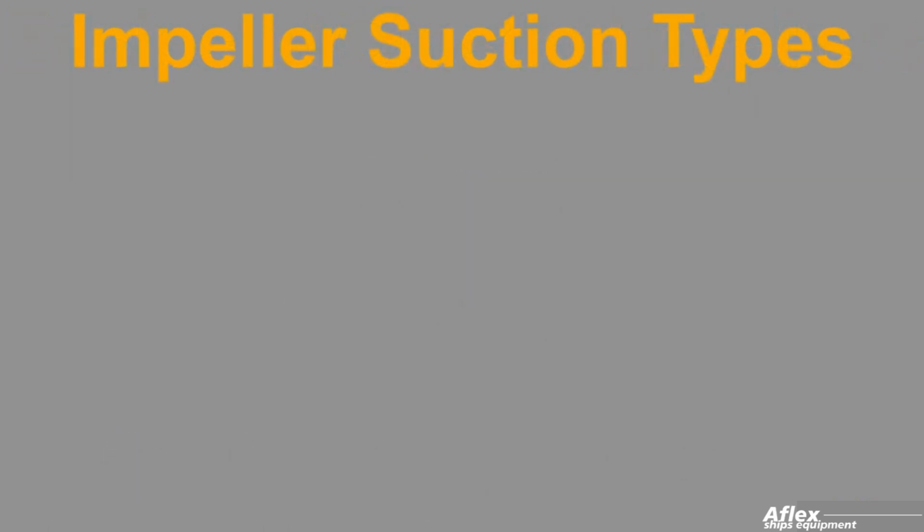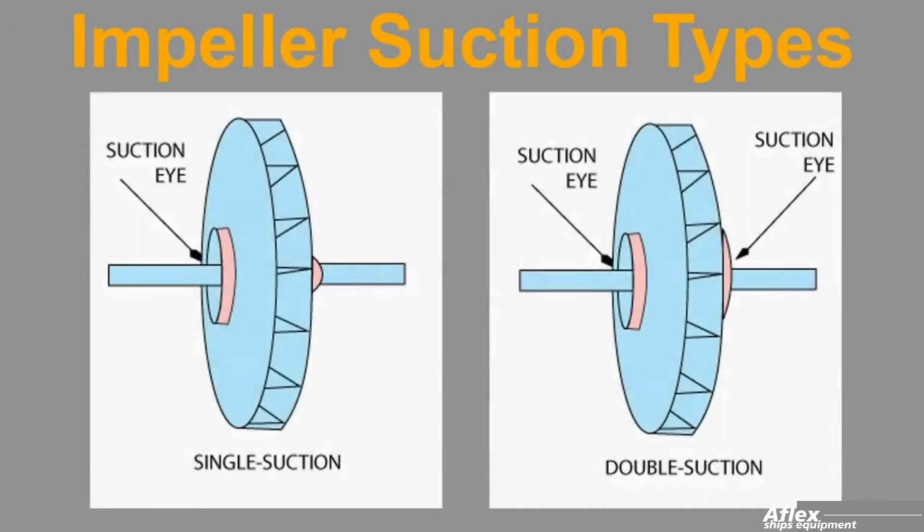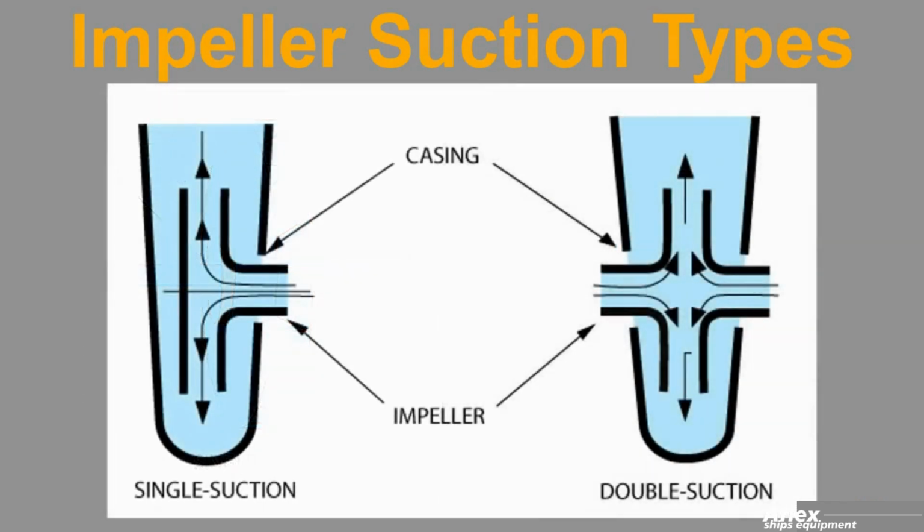Impellers are also classified by suction type. This can be either single or double. A single inlet impeller allows the fluid to enter on only one side of the impeller. The single inlet impeller is the most common type of impeller used for centrifugal pumps. The double inlet impeller allows fluid to enter from both sides of the impeller.